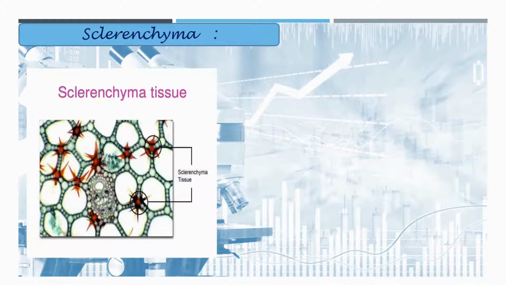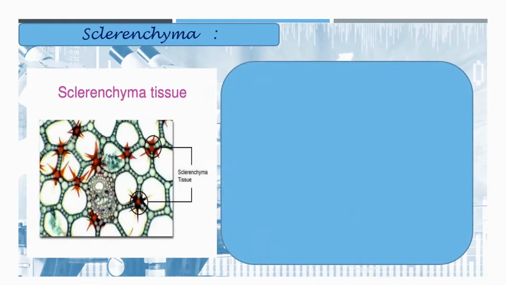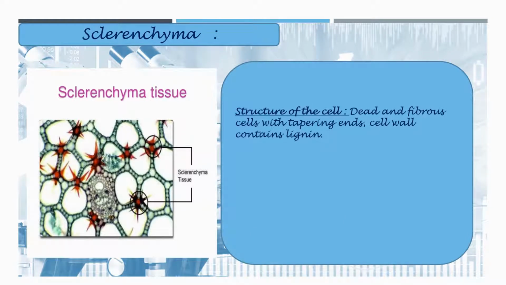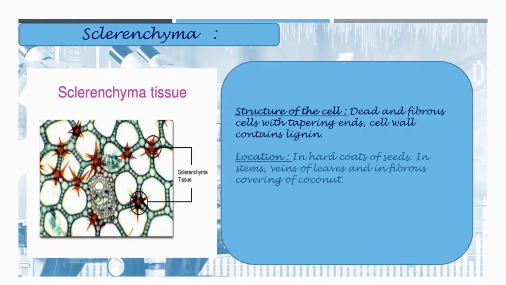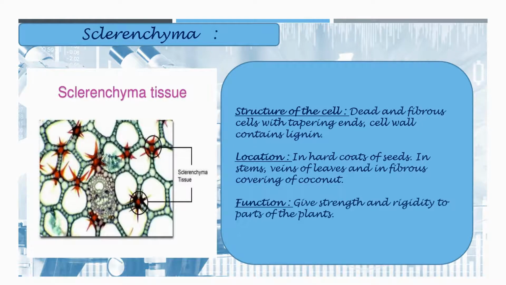Now the third type of simple permanent tissue is sclerenchyma. Sclerenchyma tissue is dead and fibrous cells with tapering ends. Cell wall contains lignin. Sclerenchyma tissue is located in hard coats of seeds, in stems, veins of leaves, and in fibrous covering of coconut. And the function of sclerenchyma tissue is to give strength and rigidity to parts of the plants.